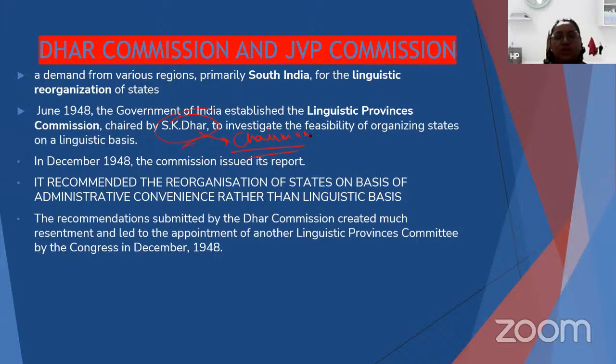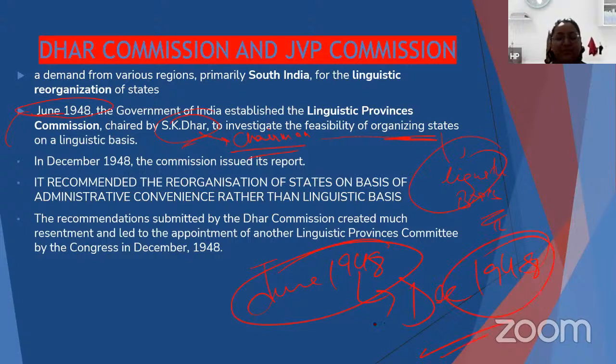And what was the role of this commission? The commission's responsibility was to investigate the feasibility of organizing state. ठीक है, कि अगर हम linguistic basis पे उनको organize कर रहे हैं, if we are organizing the state on linguistic basis, then उसका feasibility क्या है? Okay. Then this commission was established in June 1948, and it submitted its report in December 1948. ठीक है, जून में establish किया, दिसंबर में उसने अपना report क्या कर दिया?